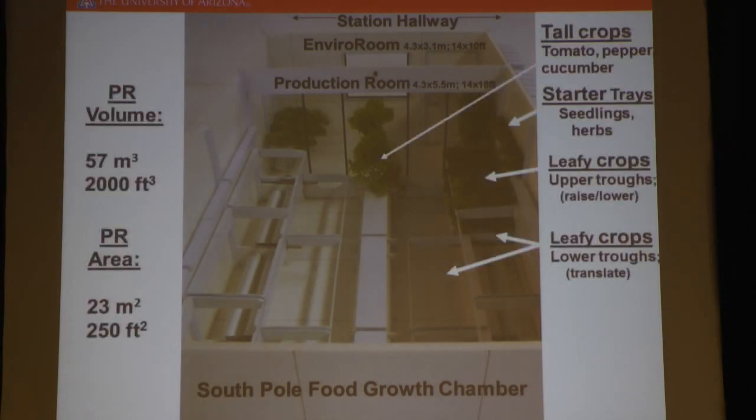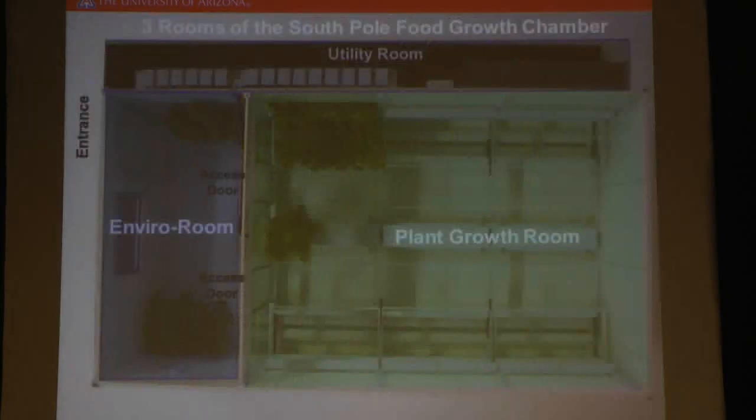If we look on the right, it's about 57 cubic meters in volume, about 23 square meters of growing area. Tall crops could be grown in the center, seedlings and herbs up on the wall, leafy crops at 2 levels on movable troughs. From a top view, plant growth room, the environmental room, and using some space for utility room.